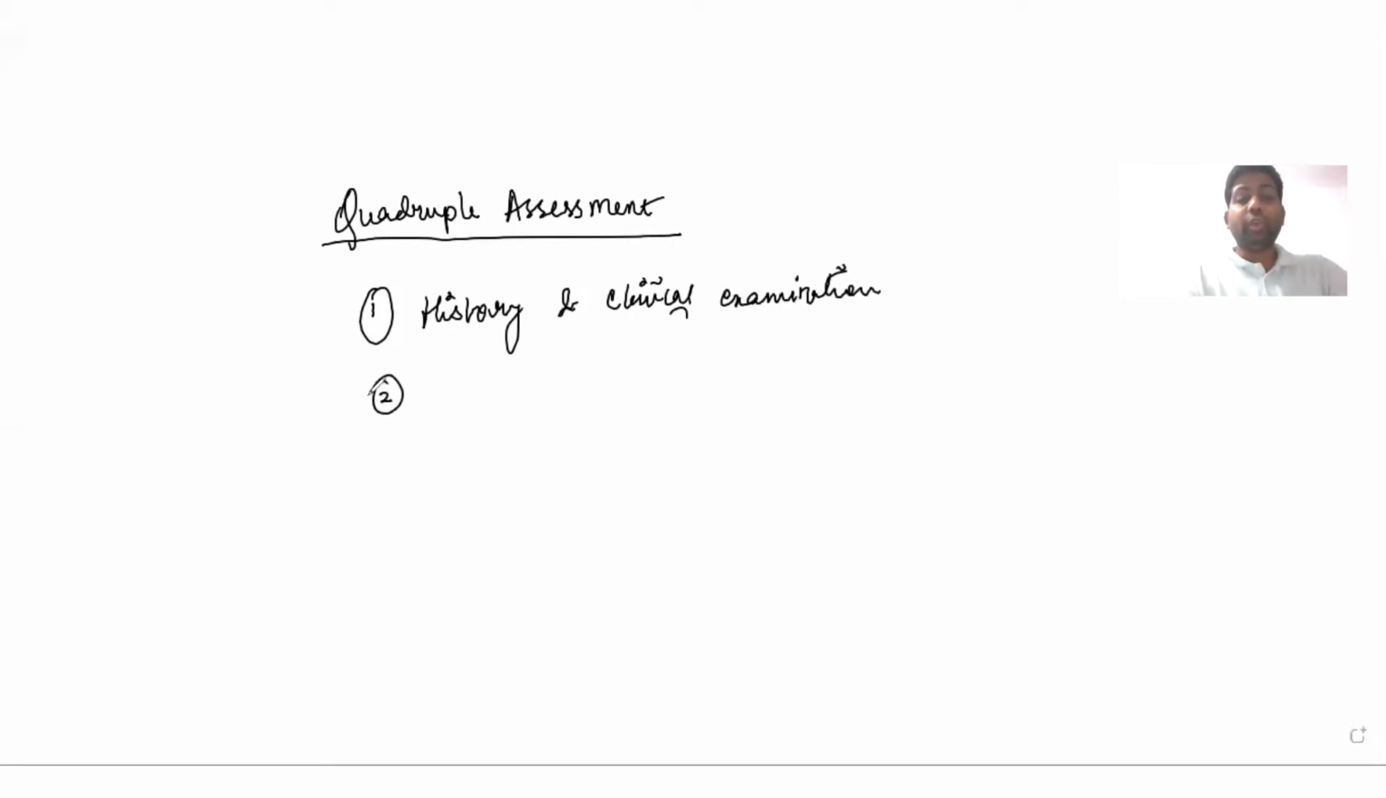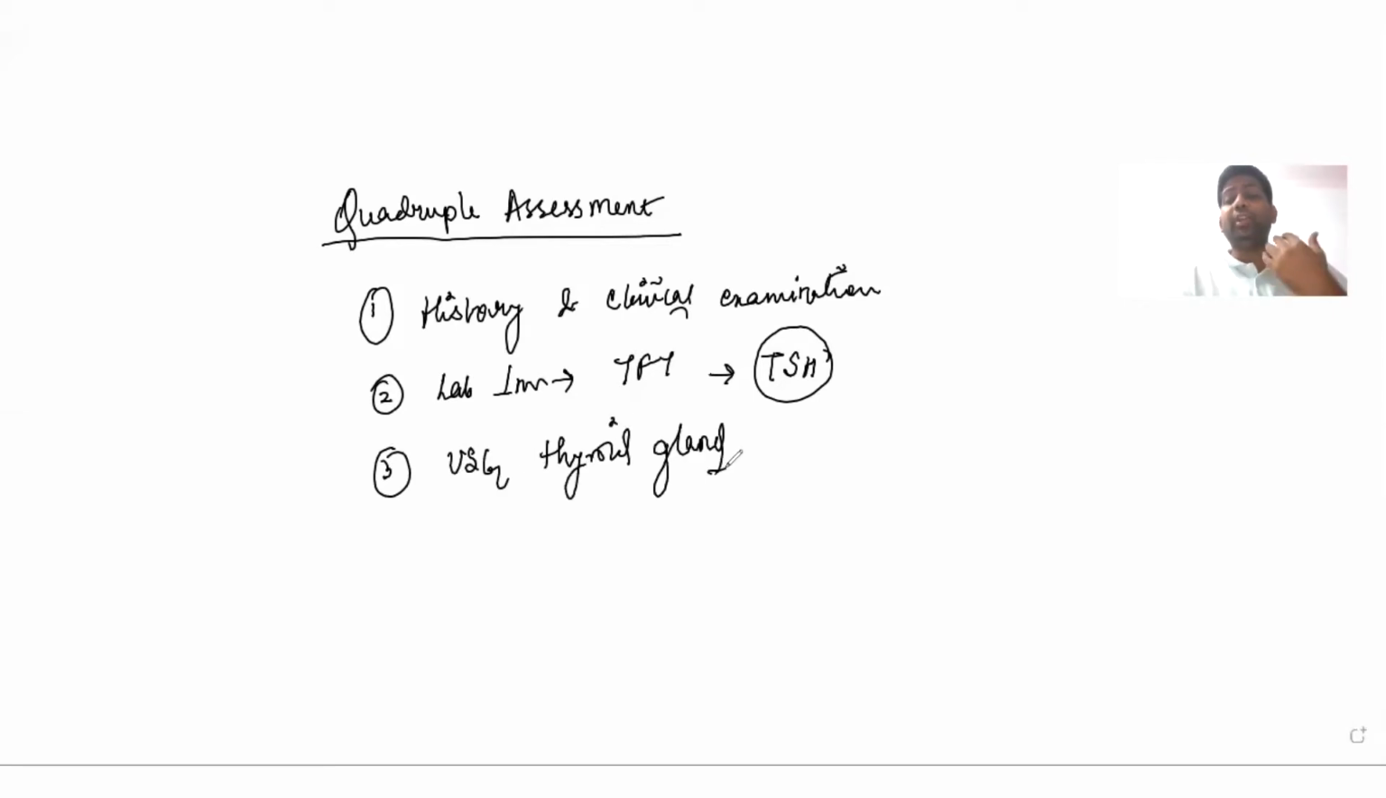The next step is laboratory investigations. The first and most important investigation is the thyroid function test, and among the thyroid function tests, the most important is the TSH. The next thing that we do is ultrasound of the thyroid gland, and if there are any suspicious lesions in the neck, we also do ultrasound of the neck. And the last thing, the most important, is ultrasound guided FNAC from the thyroid swelling. So these are the four components of the quadruple assessment that we should be very clear about before we move ahead with the individual components. Let us see the individual components now.